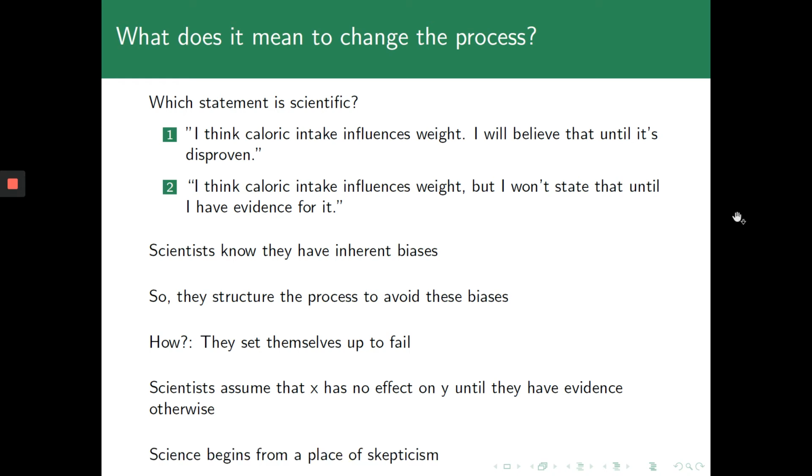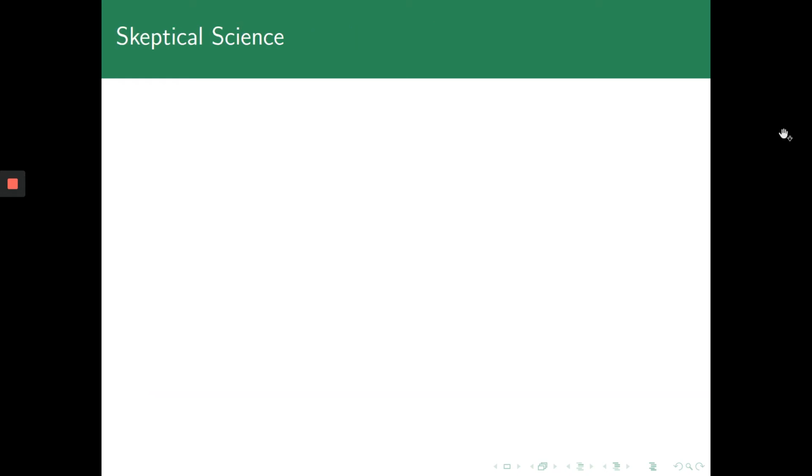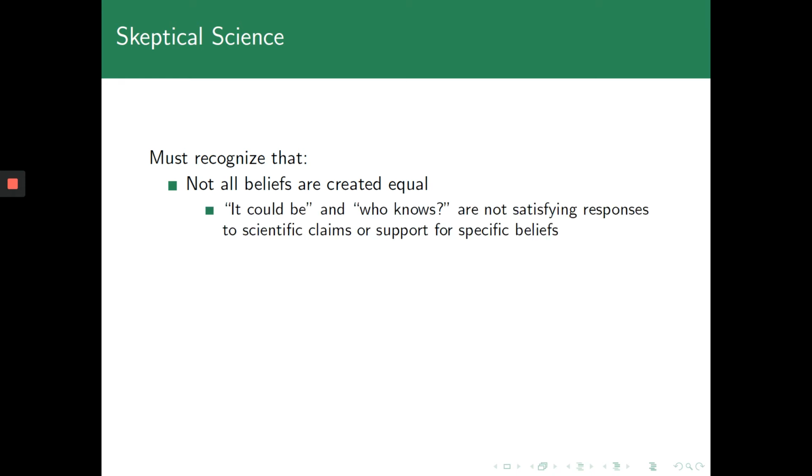Another way to say this is that science has to begin from this place of skepticism. It necessarily begins with, I don't think there's a relationship, but I'll go see if there is. So a skeptical scientist has to recognize a number of things. First, not all beliefs are created equal. All right. Something like, oh, well, it could be, or who knows, are not good responses to a scientific claim or for supporting some specific belief, right? Even though scientists ought to be skeptical, they can't be so skeptical as to, in fact, be skeptical of skepticism itself, if that sentence makes any sense.